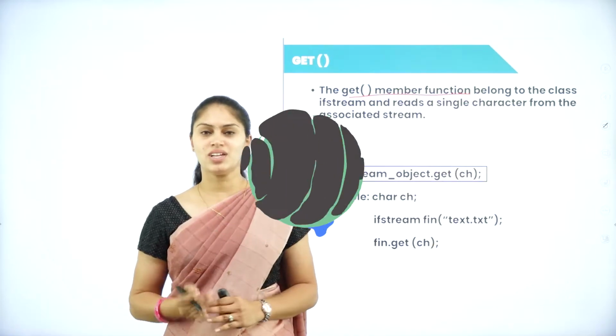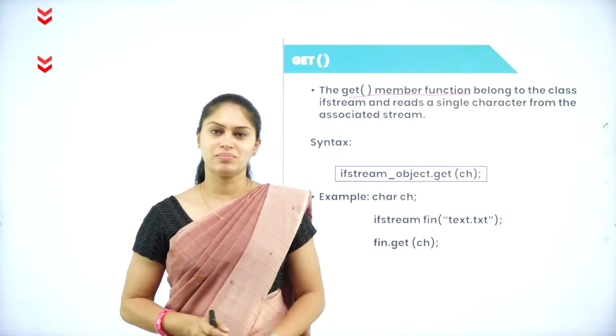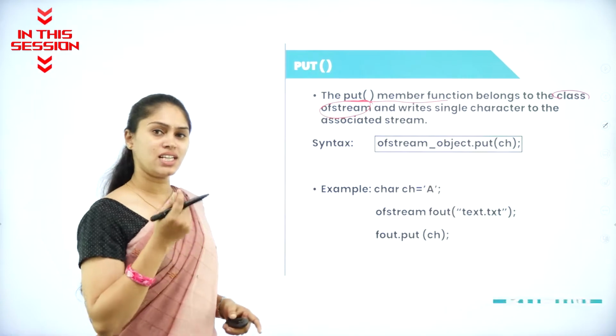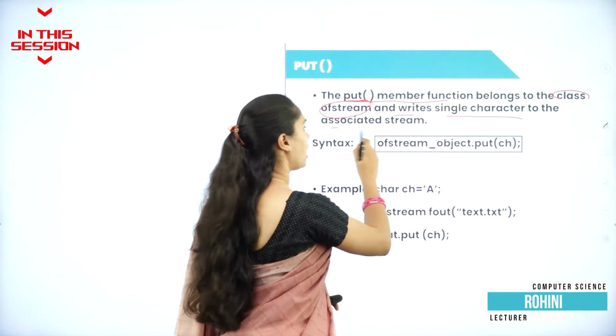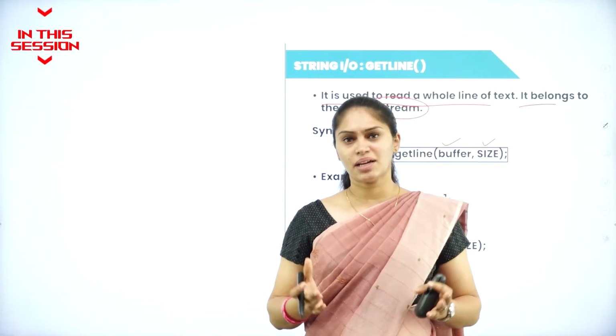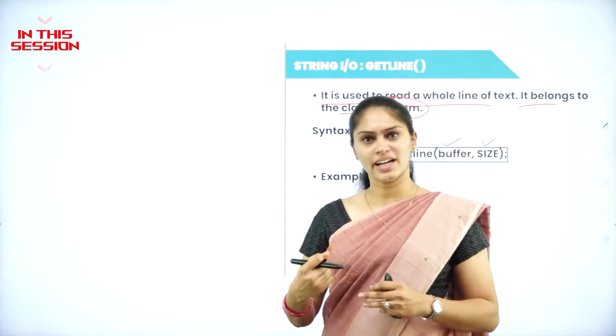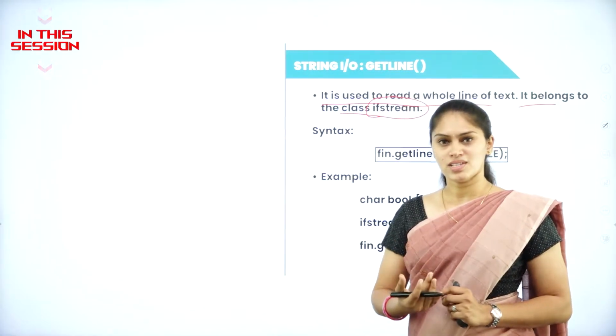Input file operation, then it must belong to which stream? That is the ifstream. So if it is put, then it is going to write a single character to the associated stream. So what is a buffer? It is a temporary storage. It is going to hold the data which is necessary for the processing.